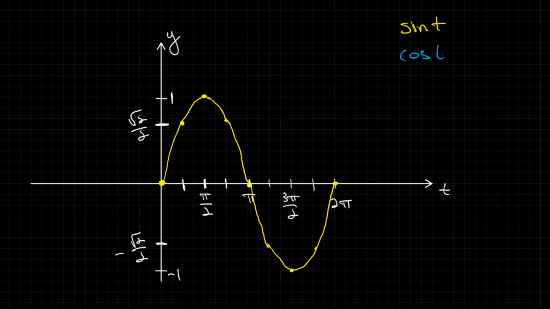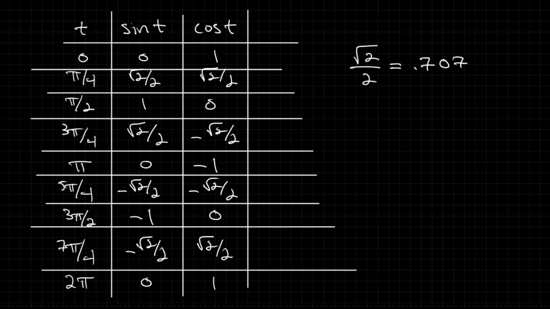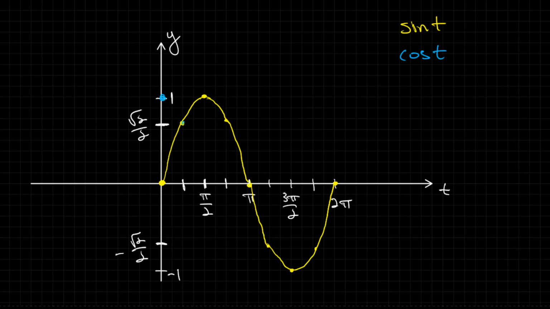So cosine of t starts at 1, then goes to root 2 over 2, then 0. So 1, root 2 over 2, 0. Then it goes to, you can take a look and verify this on the table, but I'll sketch it very quickly. It goes to negative root 2 over 2, negative 1. Negative 1 has to happen at pi, though. Then negative root 2 over 2. Then it goes back to 0, goes to root 2 over 2, and then back up to 1.